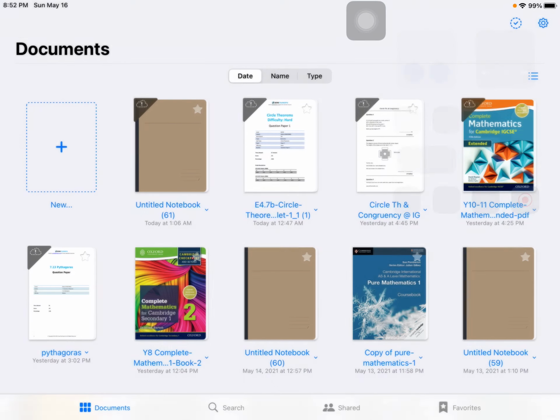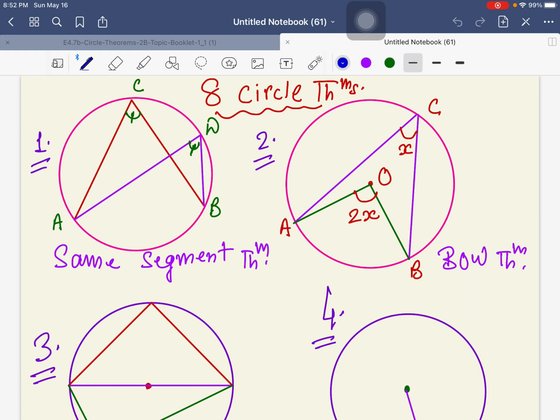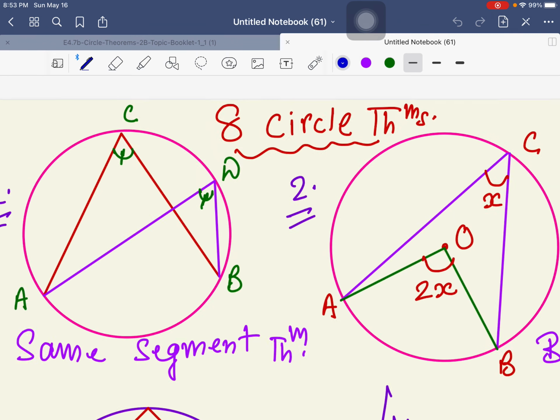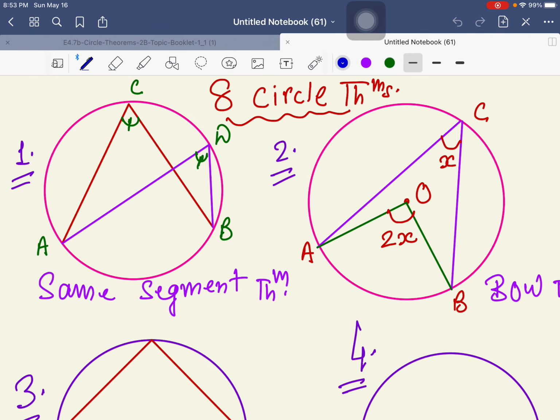Hi students, in this video we are going to learn about circle theorems. Basically, there are 8 circle theorems which you need to understand to solve any kind of questions based upon circles. So I will explain to you step by step all these 8 circle theorems. Number 1, the first theorem is called the same segment theorem.